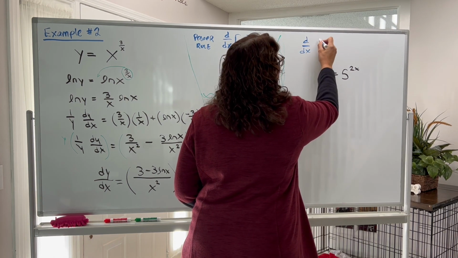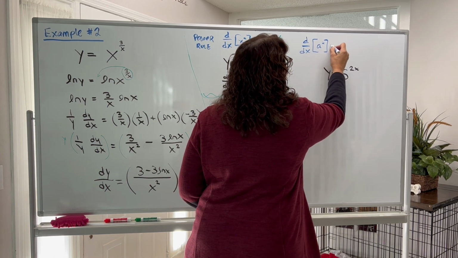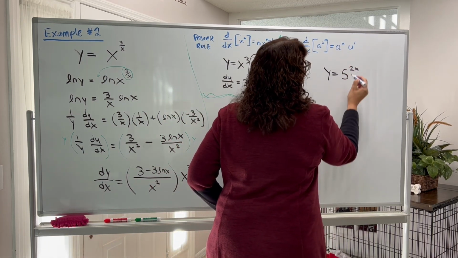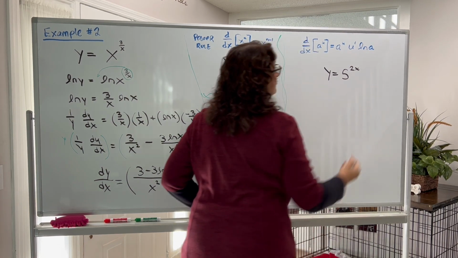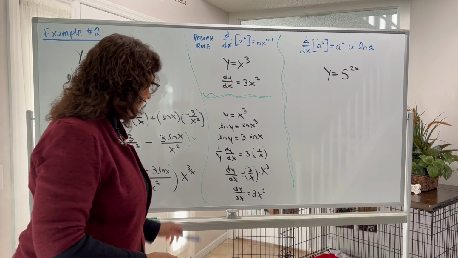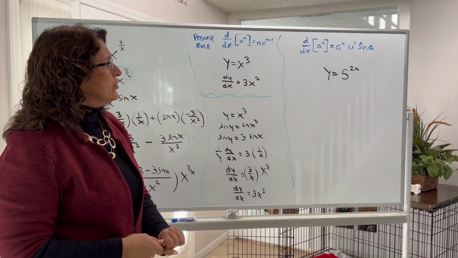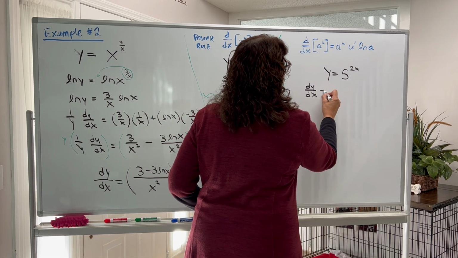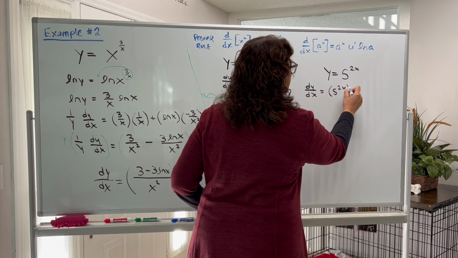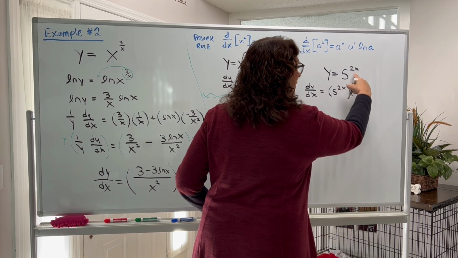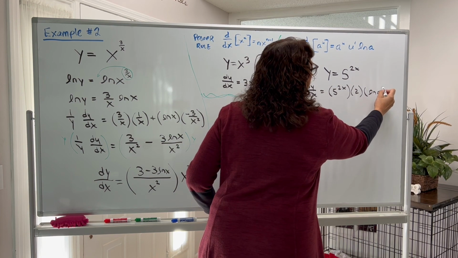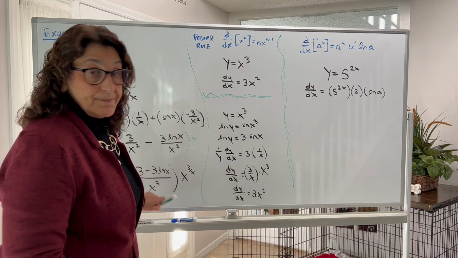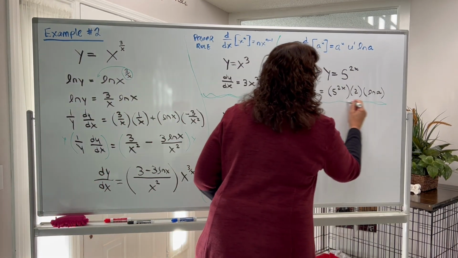This is considered an a to the u. It's an exponential function. So your rule here is you bring the entire exponential function over, multiply that by the derivative of the exponent, multiply that by natural log the base. A lot of pieces to this. So what does this dy dx look like? You bring the entire exponential function down times the derivative of the exponent, and then you natural log the base. This is how you actually find the derivative of an exponential function.